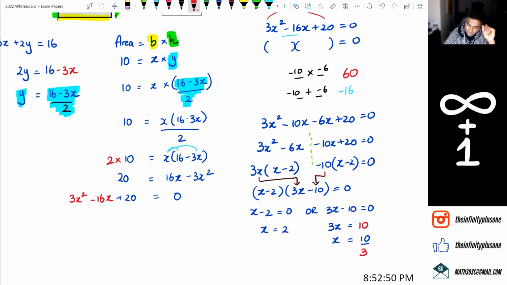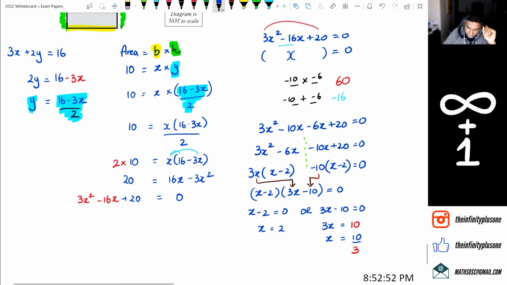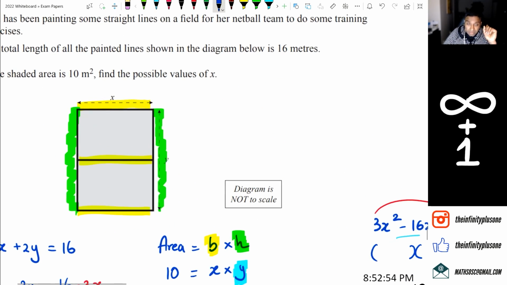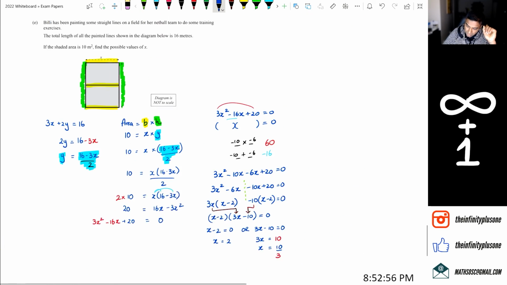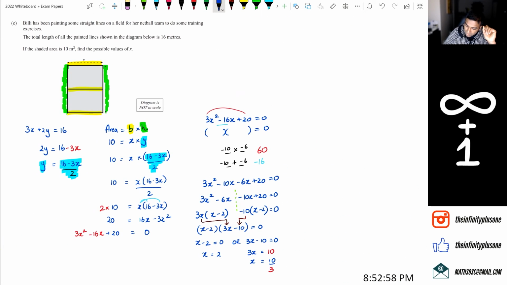So my two answers: what is the question actually asking? The question's asking, find the possible values of x, which I've worked out. So I'm going to write down, therefore, x is equal to 2 or 10 over 3. Grades wise, finding both possible values of x gets you an excellence. Forms an equation in one variable gets you a merit. Forms an equation in one variable. So would that mean right here?